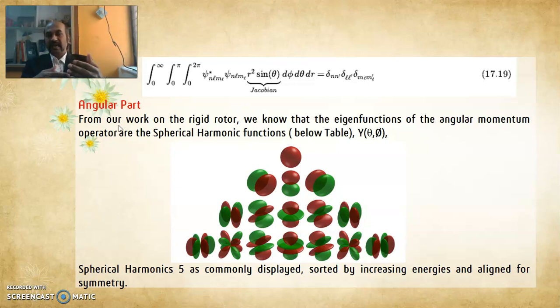And next we'll go to the angular part. From our work on the rigid rotor, we know that the eigenfunctions of an angular momentum operator are the spherical harmonic functions. See the below table as well as the below diagram here. The spherical harmonics as commonly displayed, sorted by increasing energies and aligned for symmetry. See here, it's aligned for the symmetry. These are the different structures.